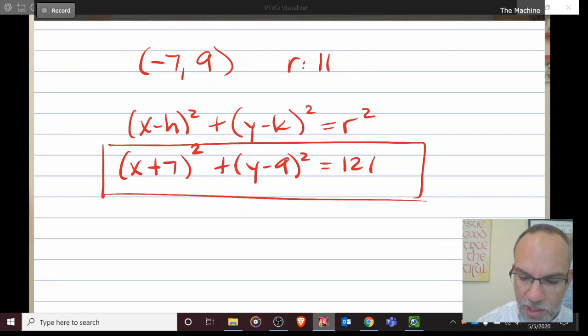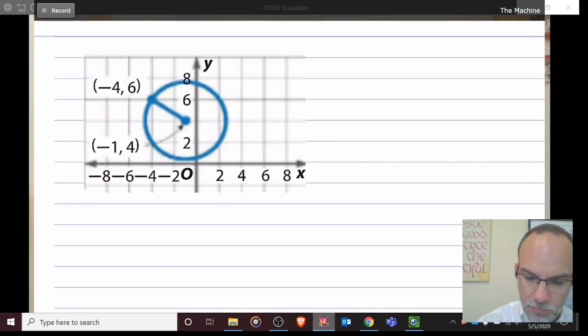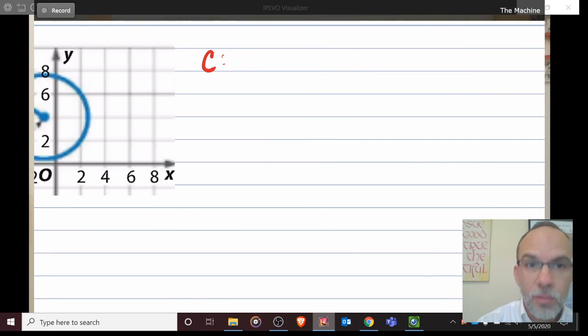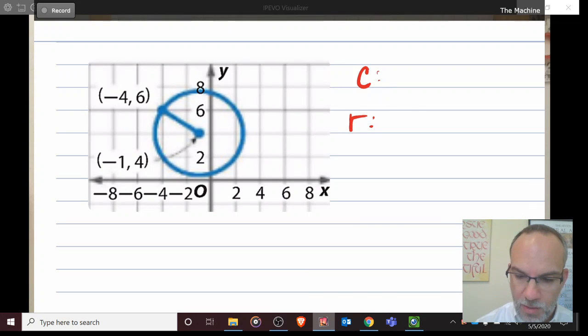How do you write an equation from a graph, though? Where's my graph? Here we go. What do we need? We need a center, and we need a radius. The center is easy. It's this point right here, and I tell you it's -1, 4. So the center is -1, 4. But the radius is not so easy. How do you find radius?